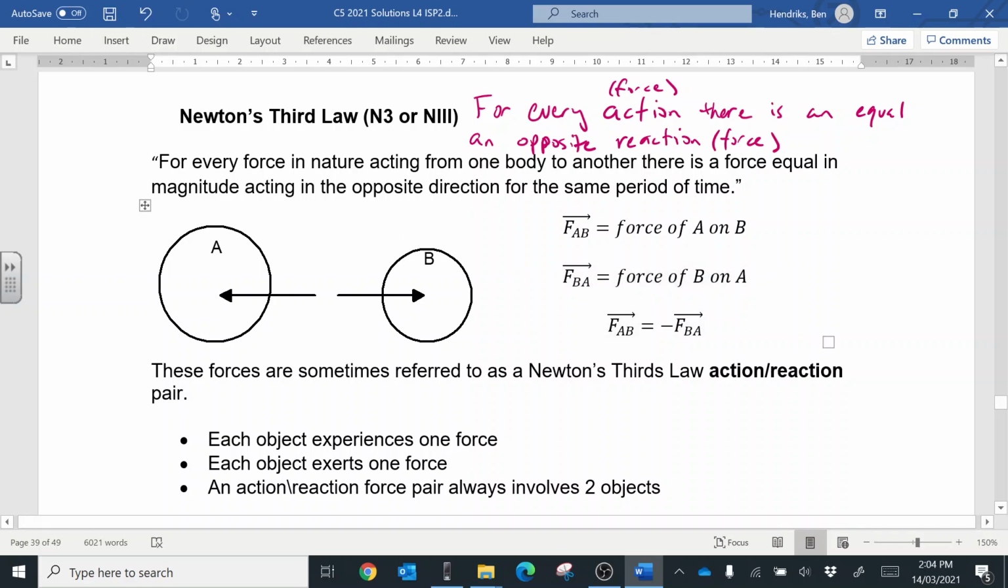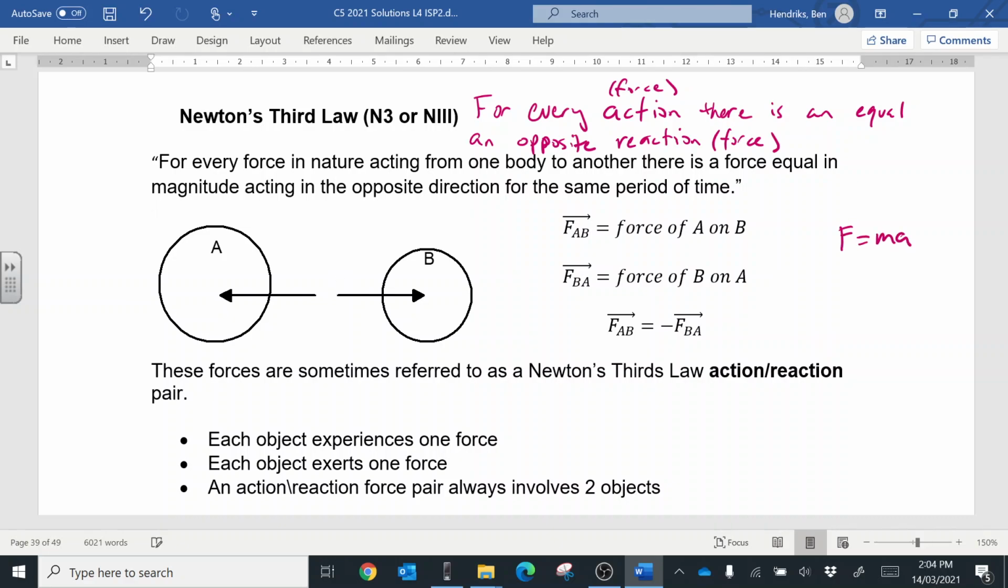Okay. And we have a couple of diagrams here. So we have two bodies here, A and B. And let's say these were balls and they collided. Then the force from A on B is equal to the force of B on A. And they will accelerate differently, remembering F equals ma.